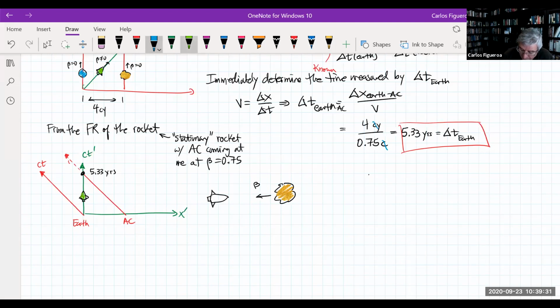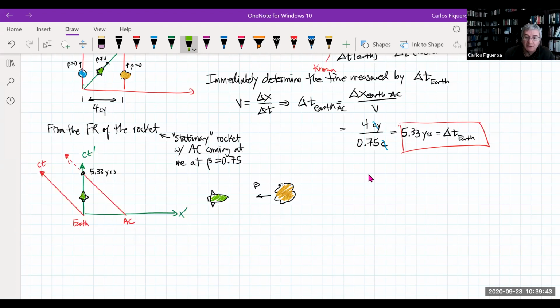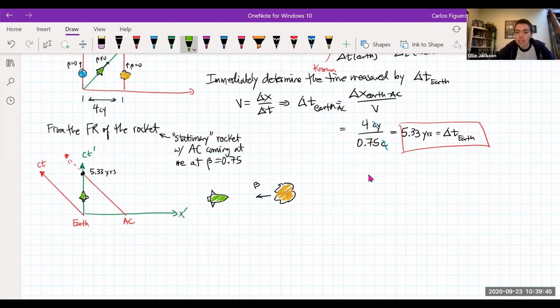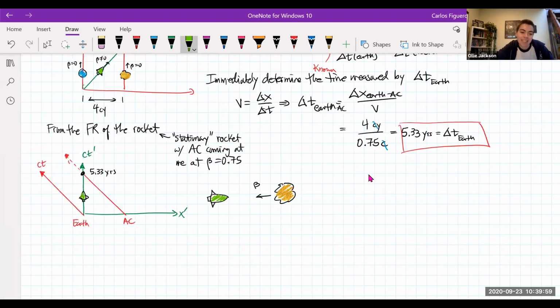Hey, Carlos. Yes. When you're saying it still takes 5.33 years, you're not talking about in the frame of the spaceship, right? You're saying it is in the frame of the spaceship. I thought the 5.3 years was from the frame of reference of Earth. But when you make that statement, then you're saying that the Earth's frame is the preferred frame. Right, but there is no preferred frame.